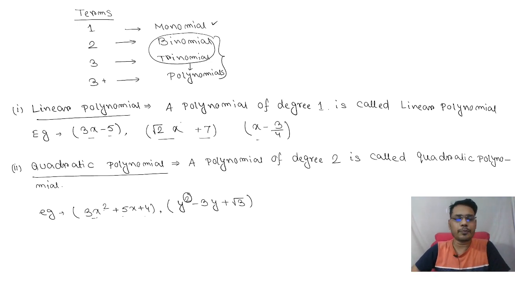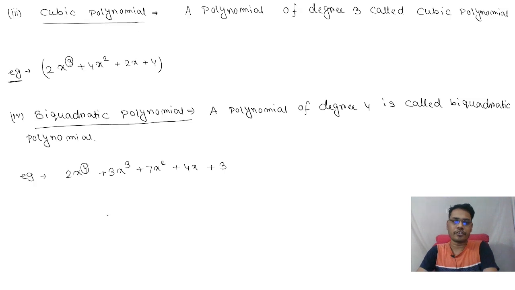So what is a linear polynomial? When in a polynomial the highest degree is 1, that is called a linear polynomial, and we can write it in the form f of x is ax plus b. Now a quadratic polynomial is a polynomial where the highest degree is 2. For example, 3x square plus 5x plus 4. The highest degree of x is 2, so it is called a quadratic polynomial.